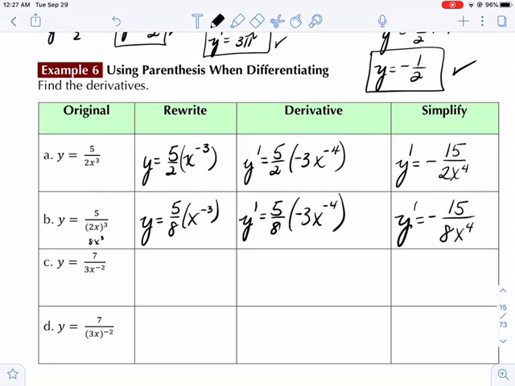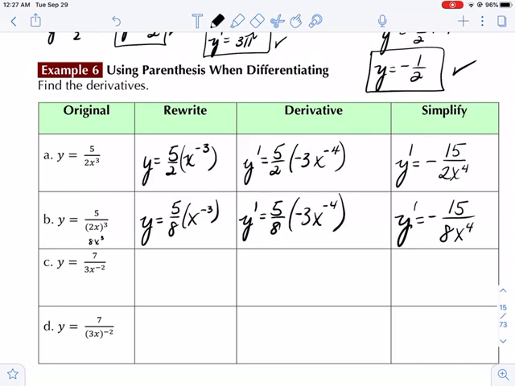Okay. All right. Now for the next one, we have 7 over 3x to the negative 2nd power. So why don't you pause your video and try C and D and see if you can get the answer. And then restart it to check.